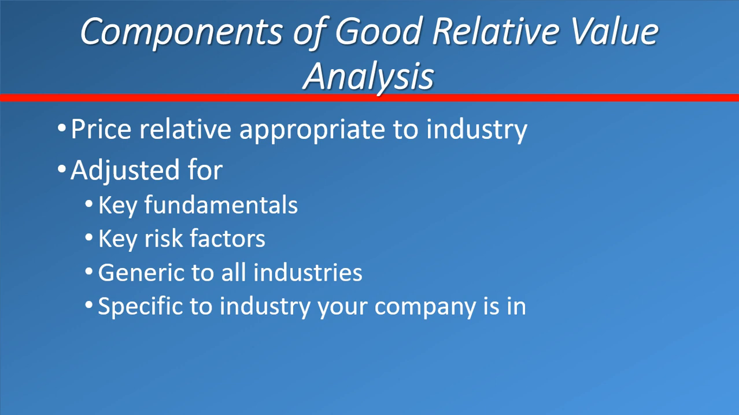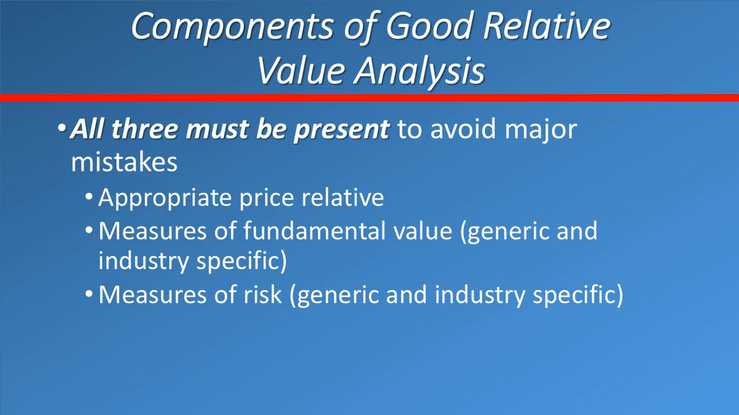We want to find factors that are specific to the asset we're looking for. So if we're doing stocks, we want to find factors that are specific to the industry we're looking at, in addition to factors that are generic to all stocks in all industries. So the more refined and more specific you can make your analysis, the more confidence you'll have that you're paying the right price for an asset.